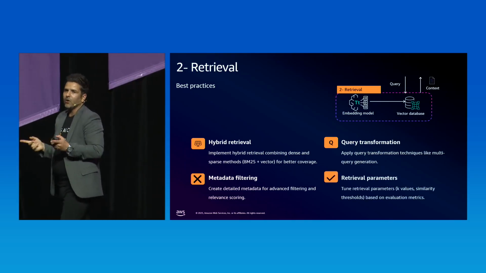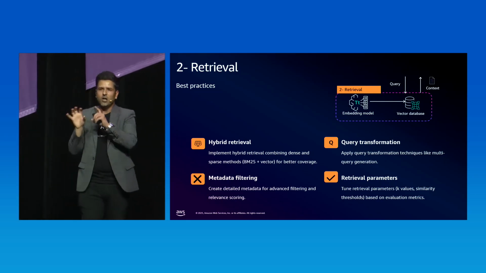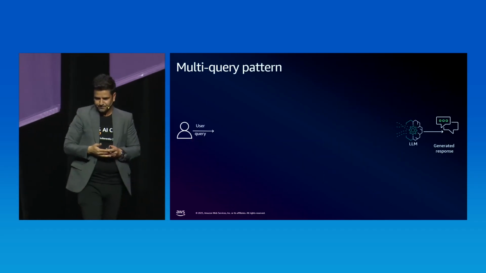And then the retrieval parameters. You may use the similarity search or the k-value. Those are the parameters that need to be fine-tuned to improve the overall performance of the RAG system.